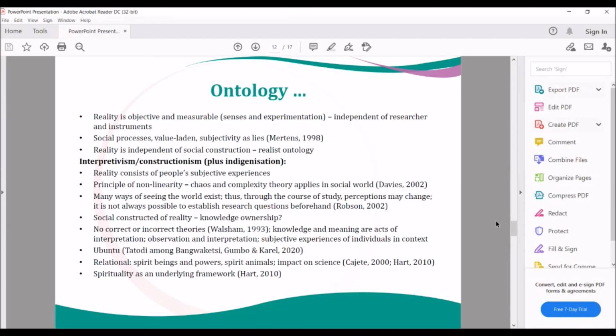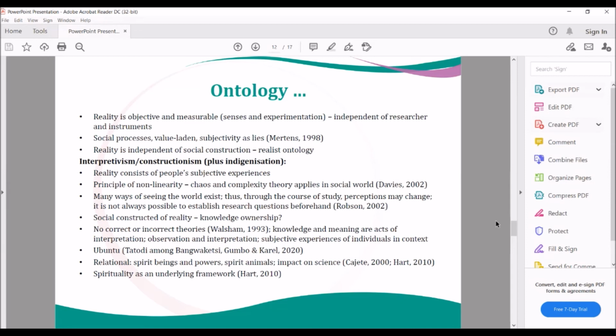Reality is objective and measurable according to these people. Social processes, value-laden subjectivity, they see as a lie. That's how they see it. That's why they will check you against validity and reliability when they look at your study. Reality is independent of social construction according to them, whereas interpretivists or constructionists, and I put in brackets there, indigenization, they claim reality consists of people's subjective experiences.